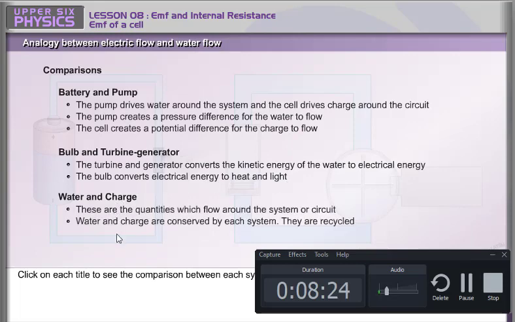What about the water? These are the quantities which flow around the circuit or the system. Water and charge are conserved by each system. Conserved means they won't change. They will be the same throughout the circuit, and they are recycled.